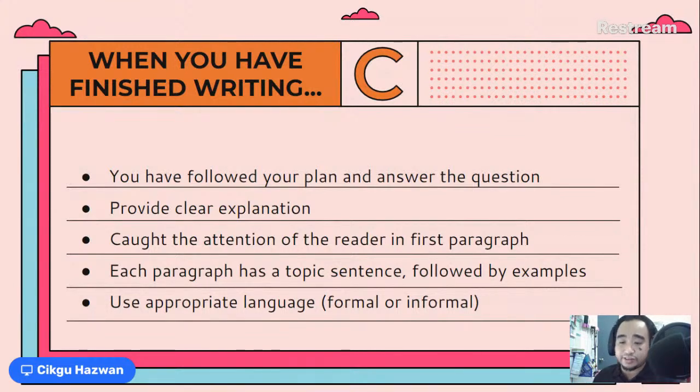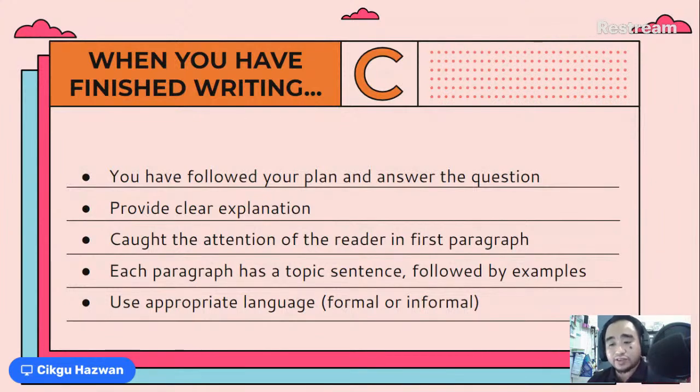First thing first, after you have finished writing, make sure you have followed all the plan and you have responded to the requirement of the question. So what the question wants, you have already responded accordingly. And then you make sure you have provided clear explanation, clear example, clear topic sentence. And if you need to rewrite, make sure you improve and improvise your sentences to suit the need of the question.